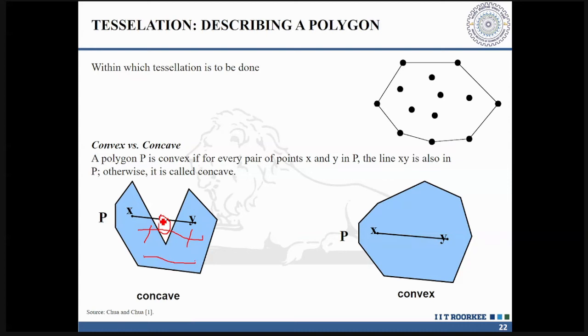Then some portion of a straight line joining any 2 points lies outside the polygon, that we call a concave polygon. Now, if you take any 2 points in this particular polygon and join them with a straight line, anywhere you take, the whole of the line is going to lie inside the polygon. That is called a convex polygon. The algorithm that we are going to discuss is in such a manner that you are always going to get a convex polygon.